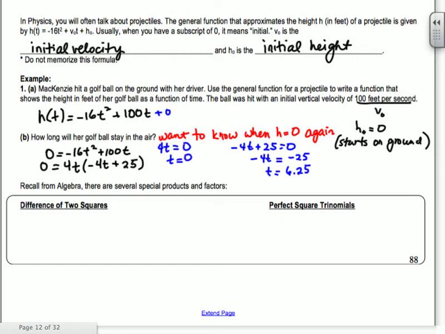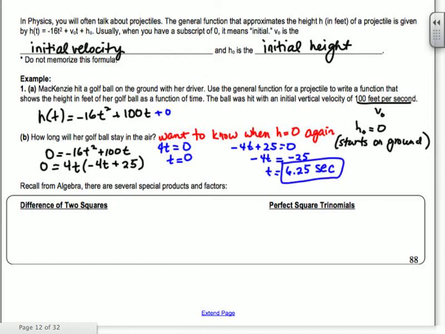So t equals 0 is saying at time 0. That makes sense because the ball is on the ground at time 0. She's going to hit it. It goes up in the air, and it stays in the air for 6.25 seconds. So this is when it hits the ground again. Make sense?